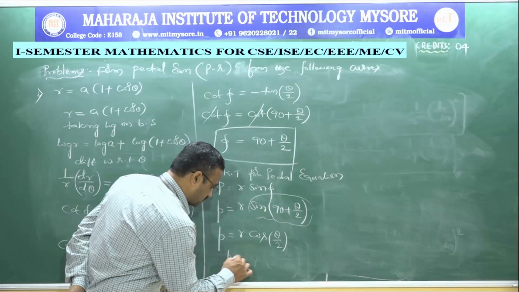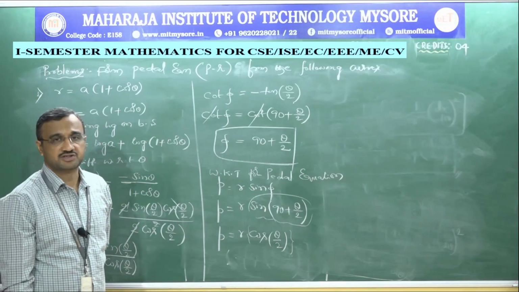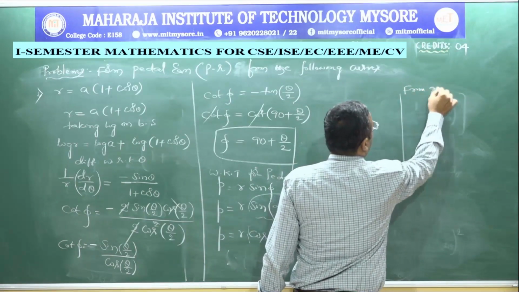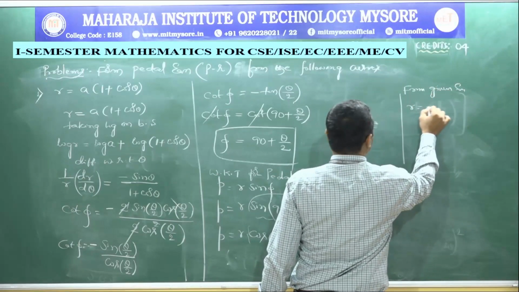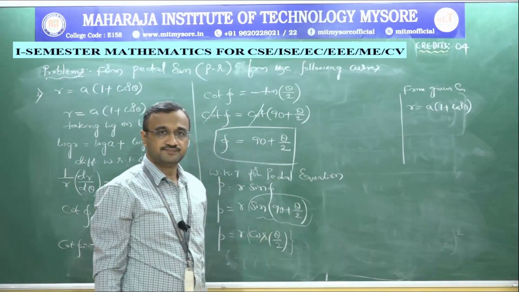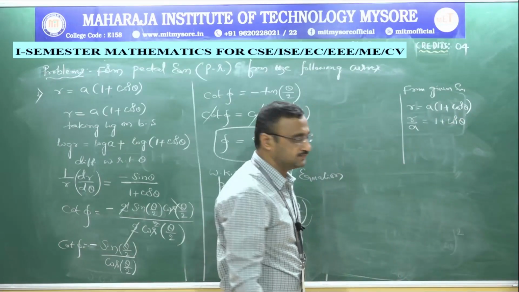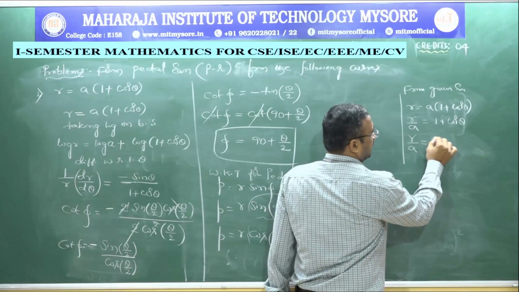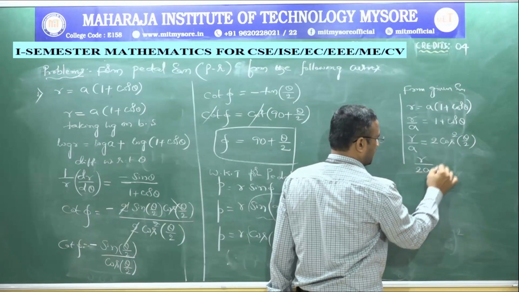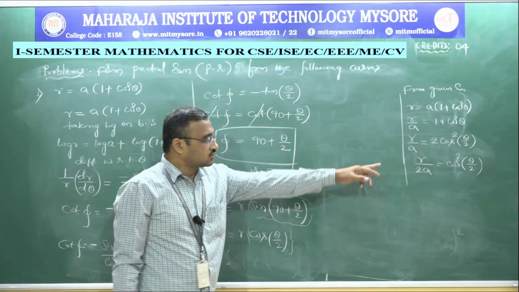Okay. Now, to eliminate cos theta by 2, use your given equation. What is the given equation here? So I am writing here, from the given equation, R equal to A times of 1 plus cos theta. Using this relation, you get the value of cos theta by 2. R by A should be equal to 1 plus cos theta. Is it clear? We can write this as 2 cos square theta by 2, or simply R by 2A is cos square theta by 2. Okay. So we know the value of cos square theta by 2.